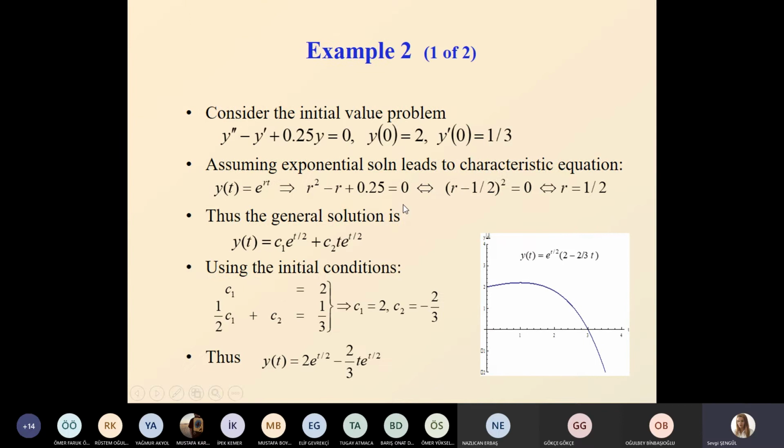And this is another one. If you write your characteristic equation, r squared minus r plus 0.25 is 0, and this is (r minus 1 over 2) squared, and r equal to 1 over 2 is the repeated root. So one solution is e to the t over 2, because 1 over 2 is the coefficient. Another one is t times e to the t over 2. Apply the initial conditions, find c1 and c2, plug them in, and this is going to be the solution form for your differential equation.